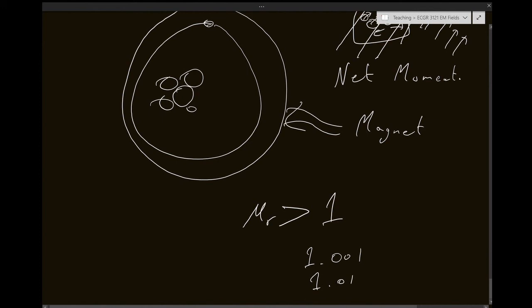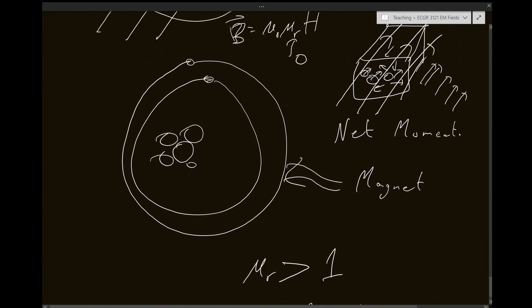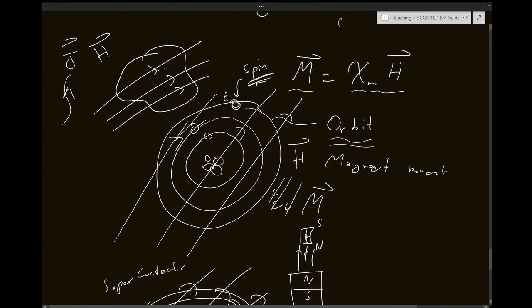A lot of materials are paramagnetic. Air, for example, is paramagnetic. I believe some, what else is paramagnetic? Some metals are paramagnetic, right? Okay, so this is the second kind of material.